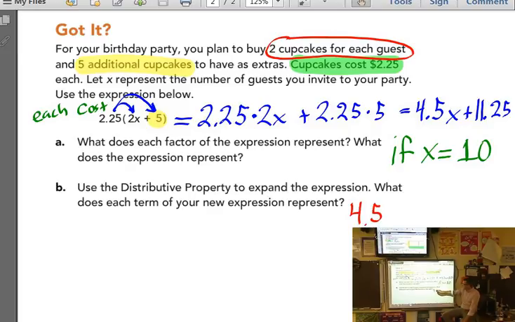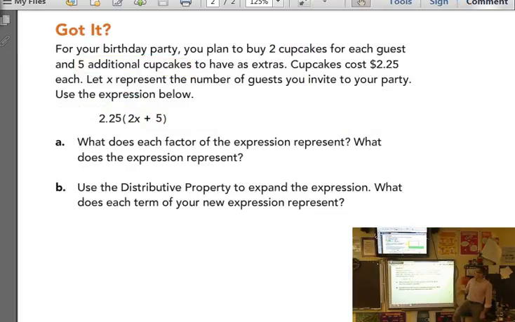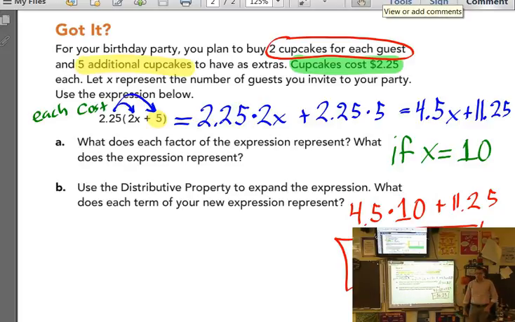4.5 times 10. Yeah, exactly. And the answer comes out to be 56.25. Well, really, this becomes 45. Add 11 gets 56 plus the quarter. Good quick math. So this comes into if we know the variable. But with your expressions like on your homework and stuff, you will not know the variable. Any questions, comments, concerns?